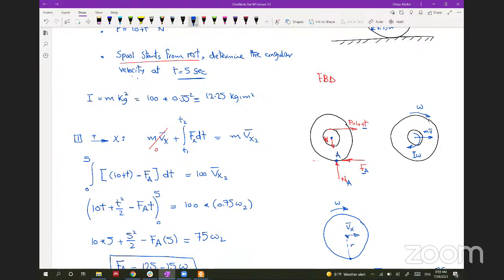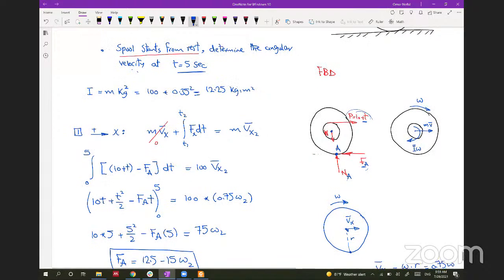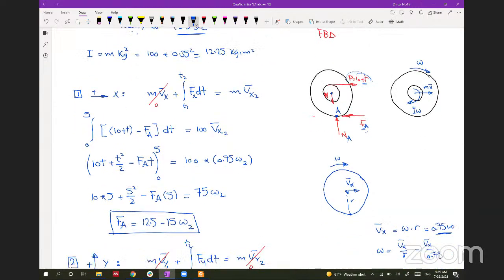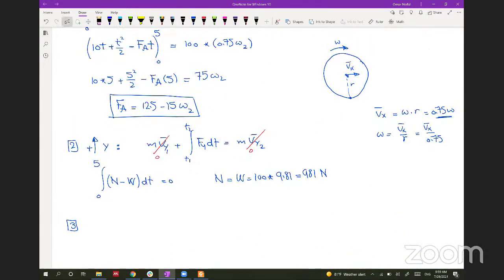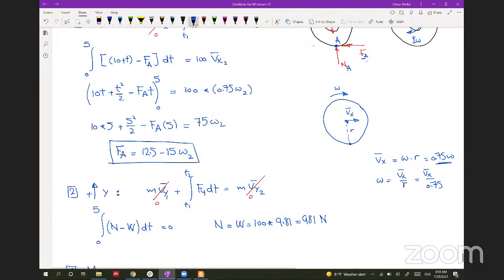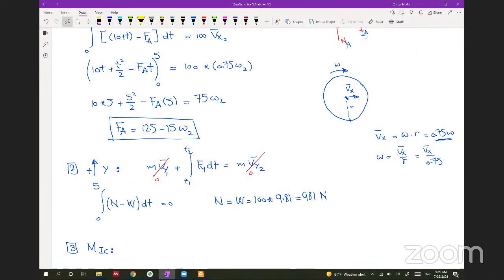Because if I take the moment about point A, the weight is passing through A, the normal force is passing through A, and F is passing through A, so all these forces will have zero moment. This will leave us with only P causing moment. So this will be much easier to do. So I can write my equation with the moment about the instantaneous center. And let's pick the positive direction. Let's make this the positive direction.